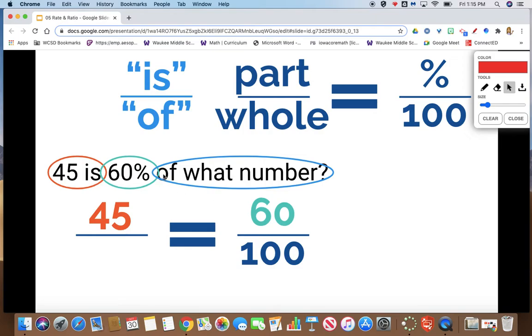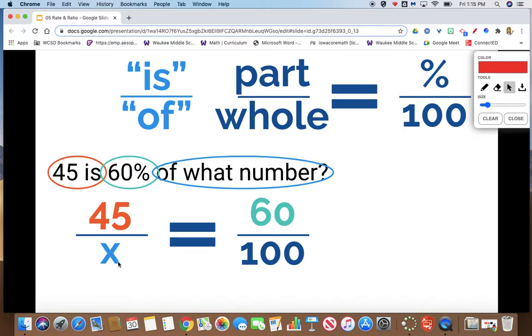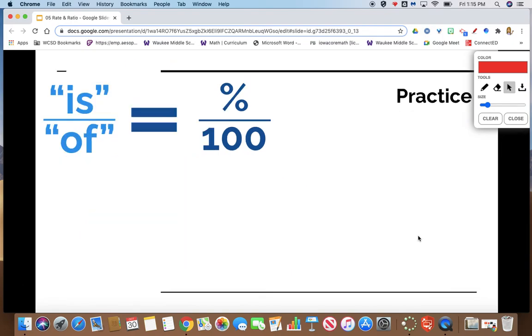Then we see at the end of our phrase, of what? Remember we talked about the word of before. We said that's our whole. But notice how it says of what number, meaning we don't know the whole. That's our unknown. So to represent an unknown, we're going to put a variable, an x, in for our unknown. In these types of problems, you will have one piece that's unknown because our job is going to be to figure out what that missing piece is. So we're usually going to have an unknown. In this case, it was our whole.